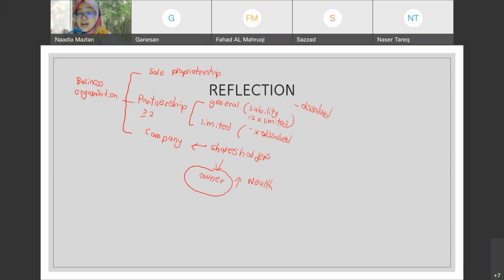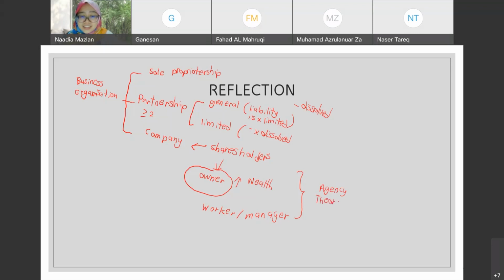However, increasing the wealth of the owner might be a little bit biased, because the ones who are going to do the work are actually the workers or the managers. Right? And they might feel, why do I need to do all of this? Why do I have to increase the wealth of my owner? So this issue is called agency theory.